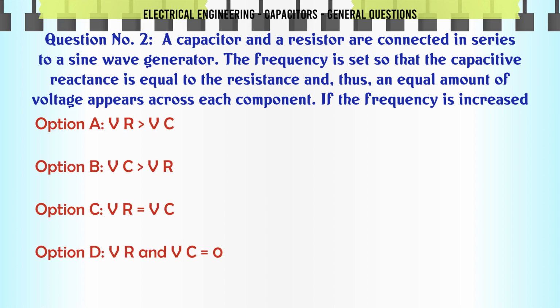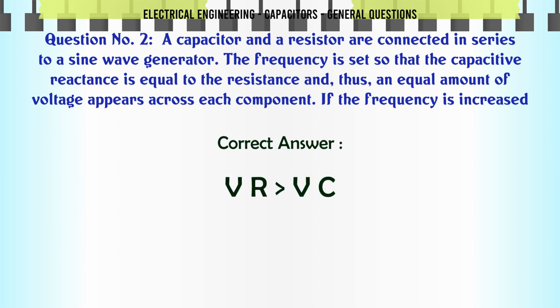The frequency is set so that the capacitive reactance is equal to the resistance and thus an equal amount of voltage appears across each component. If the frequency is increased, A VR > VC, B VC > VR, C VR = VC, D VR and VC = 0. The correct answer is VR > VC.